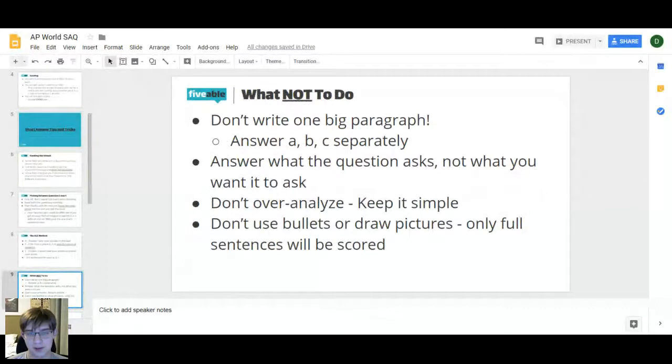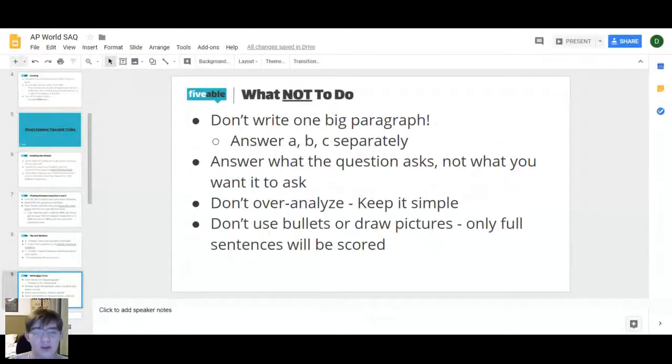Keep it simple, stupid. And answer what the question asks. I see a lot of people doing this. You want to answer what the question asks, not what you want it to ask. So essentially, if you would love the question to be asking about religion in the Han Empire, but instead it's asking about social stratification, you don't answer the question you want. Answer the question that it's actually asking.